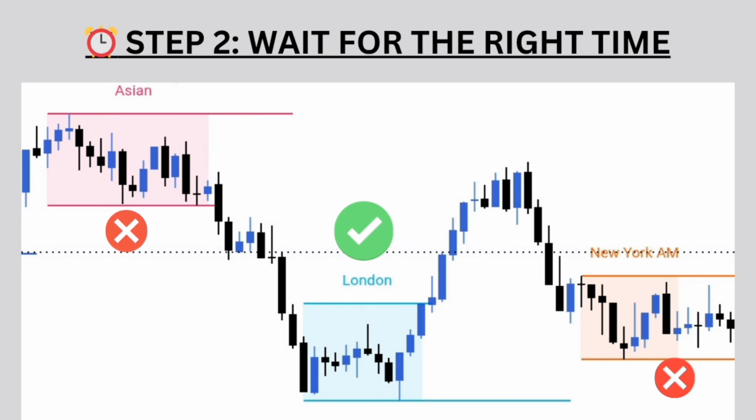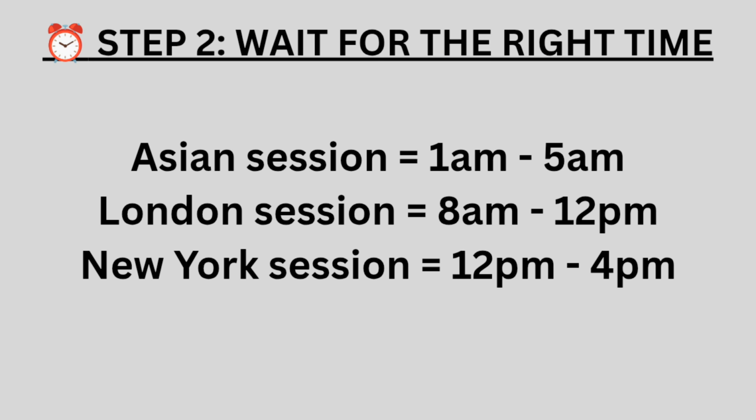But the London session is the perfect time. Now, the time when Asian forms is from 1 a.m. in the morning, Nigeria time. We're using Nigeria time here because I'm in Nigeria. So it's from 1 a.m. in the morning to 5 a.m. That is the perfect time when the Asian session forms.